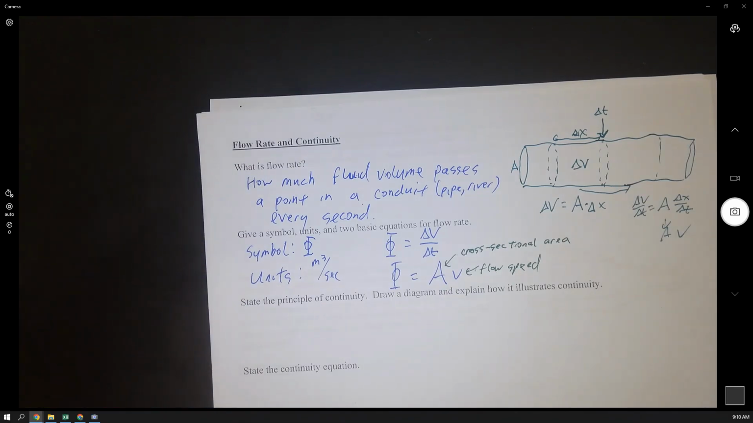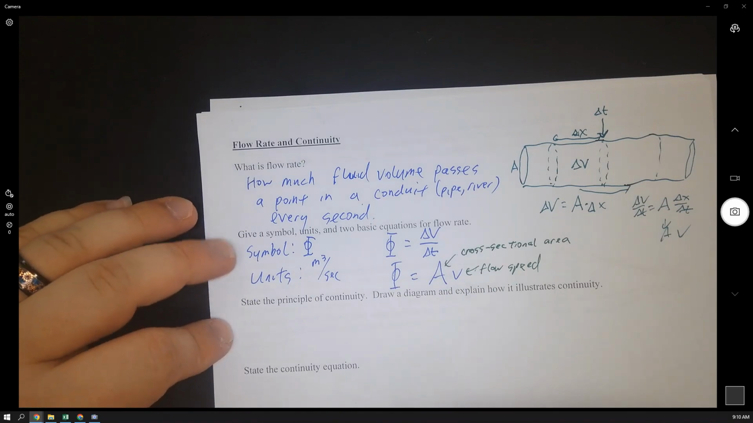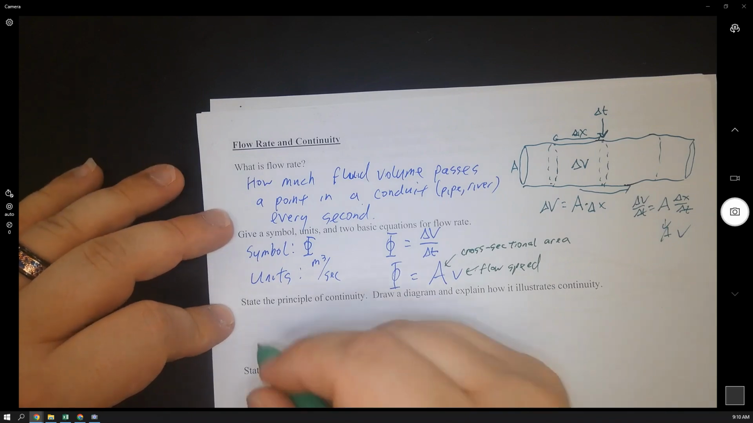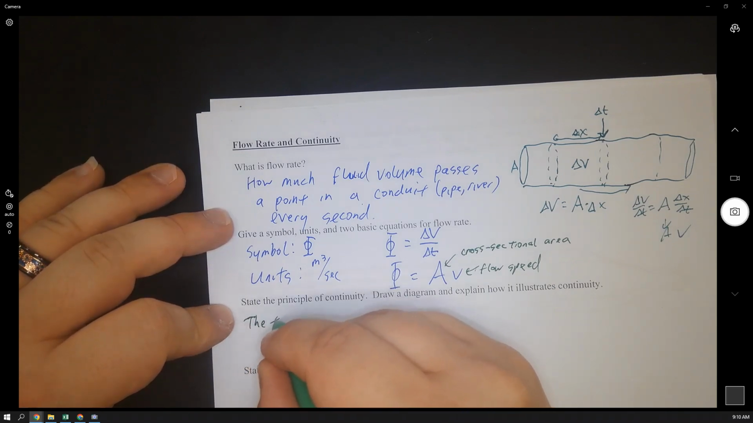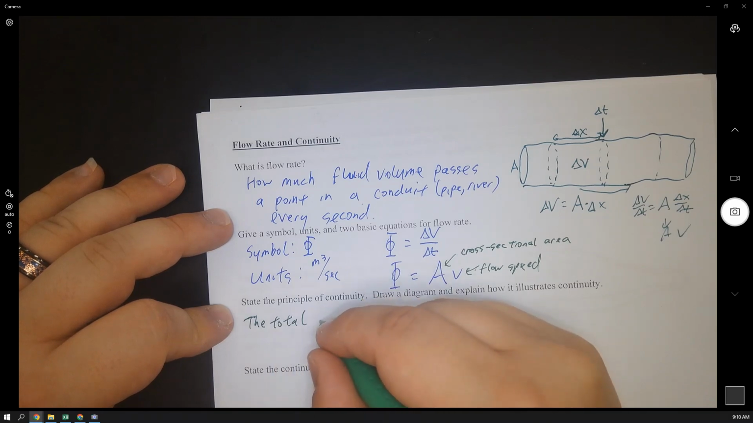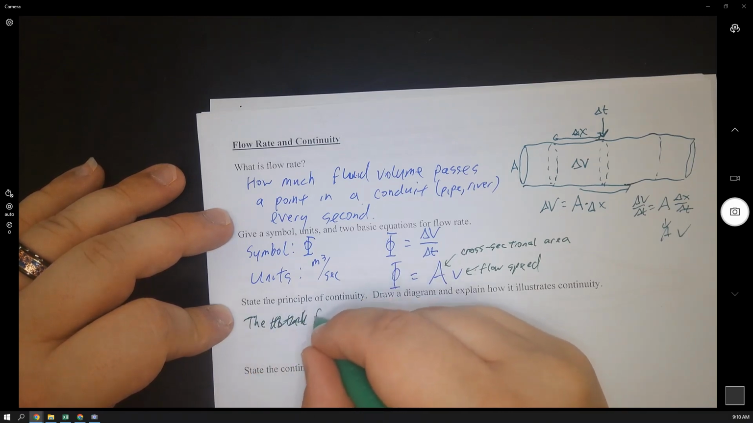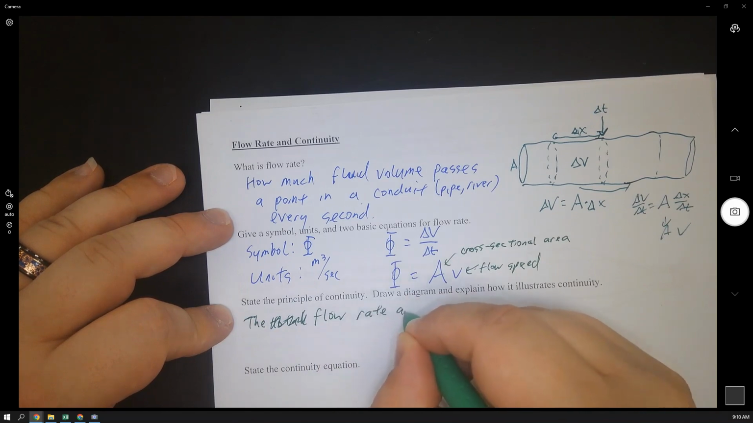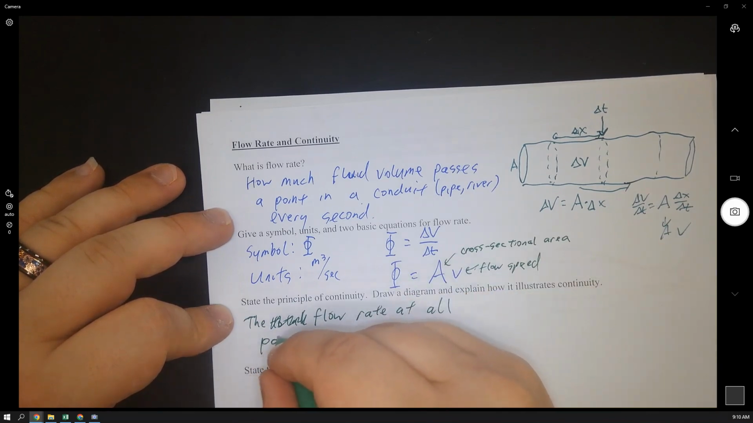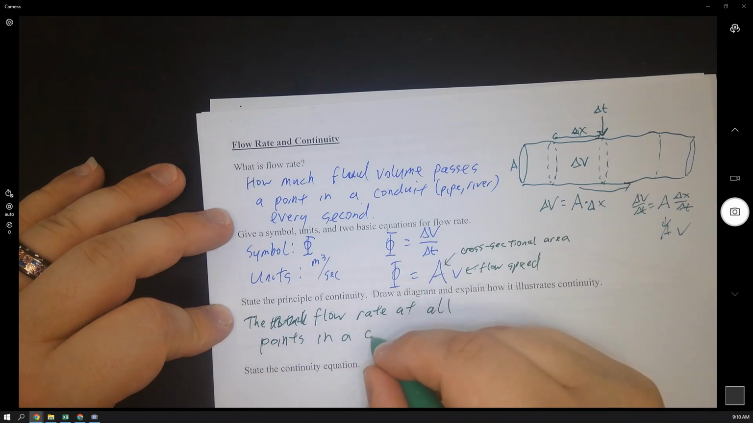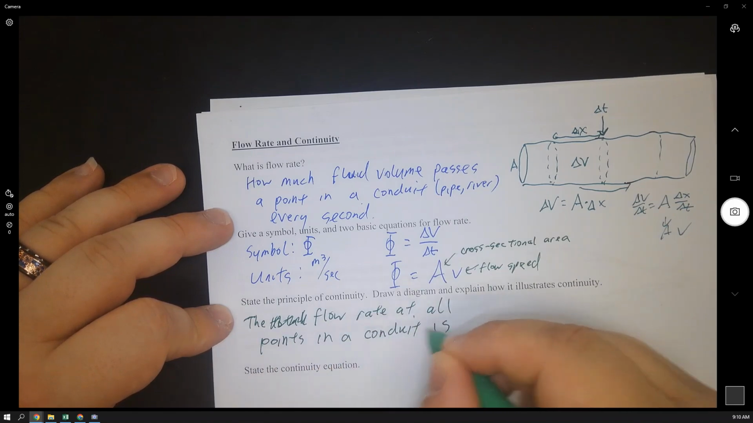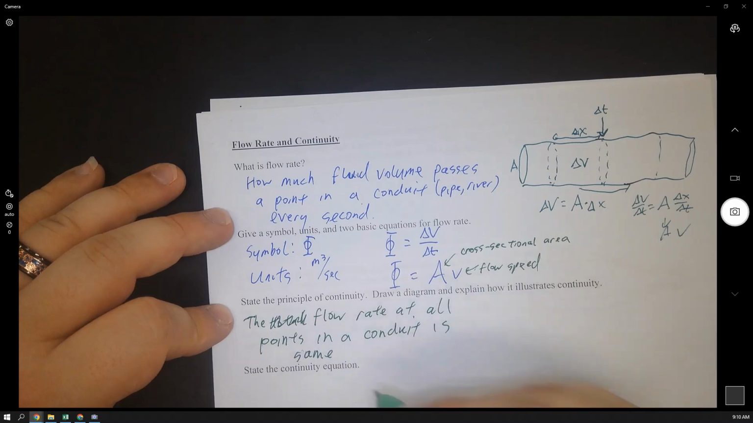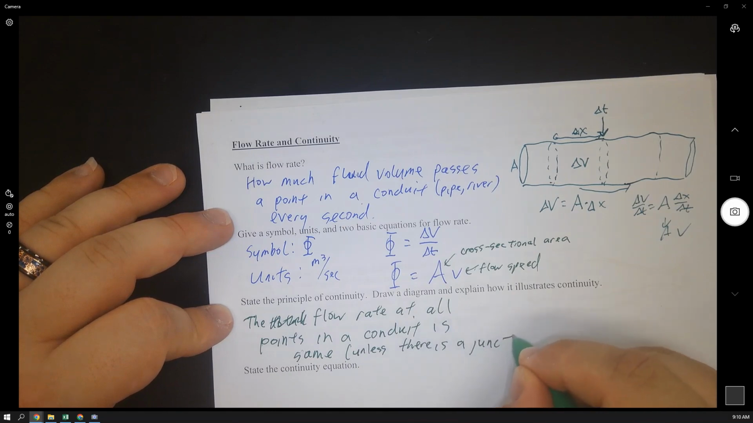Okay. Now, here's the deal. The deal is that you can't just make fluid appear out of nowhere, and fluid cannot disappear either. So the principle of continuity says this: the flow rate at all points in a conduit is the same, and that is, unless there is a junction, okay?